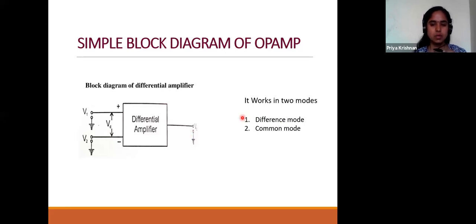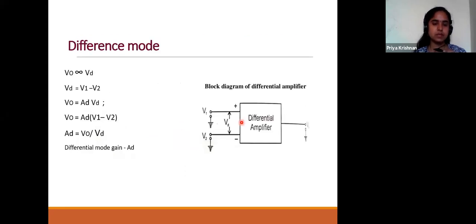To move a little deeper into that, it works in two different modes. One is the difference mode and one is the common mode. We will see what is there in these two modes. For the difference mode, we know that V out, the output of the differential amplifier, is proportional to the difference in the applied voltage. Participants, if you want to note this down, you can please note it down.